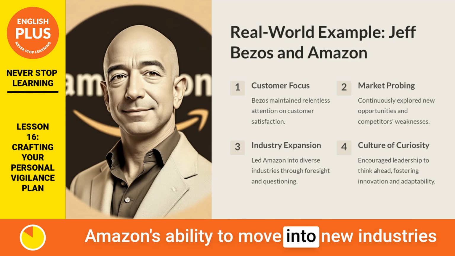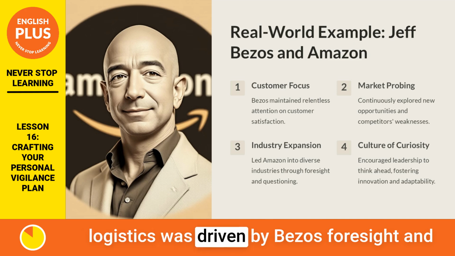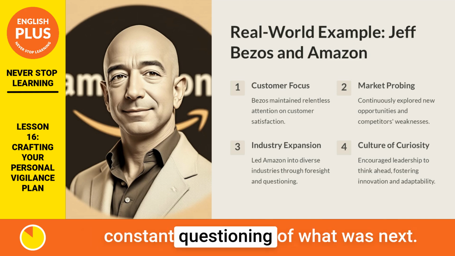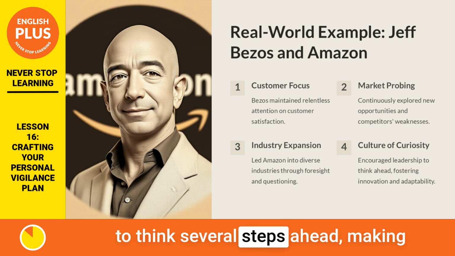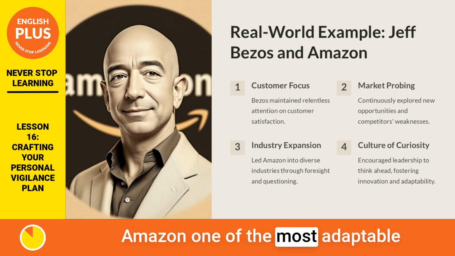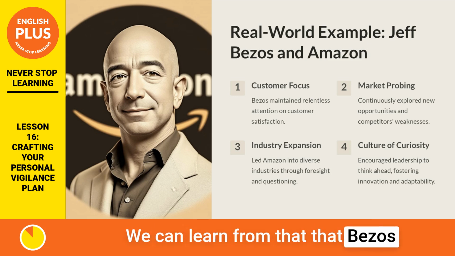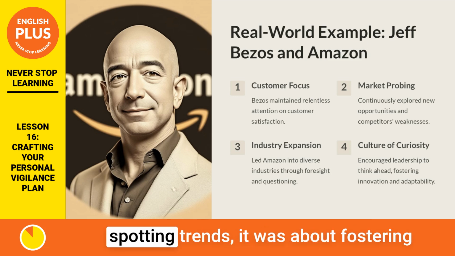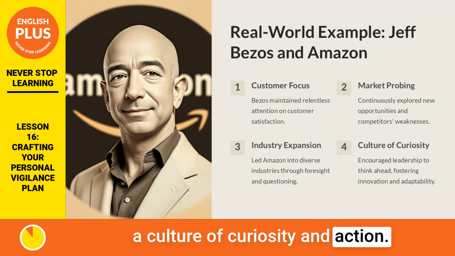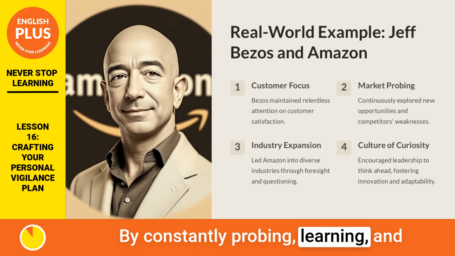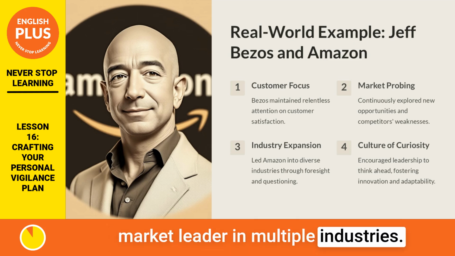Amazon's ability to move into new industries like cloud computing, entertainment, and logistics was driven by Bezos' foresight and constant questioning of what was next. He encouraged his leadership team to think several steps ahead, making Amazon one of the most adaptable and innovative companies in the world. And we can learn from that Bezos' personal vigilance wasn't just about spotting trends. It was about fostering a culture of curiosity and action. By constantly probing, learning, and evolving, he led Amazon to become a market leader in multiple industries.